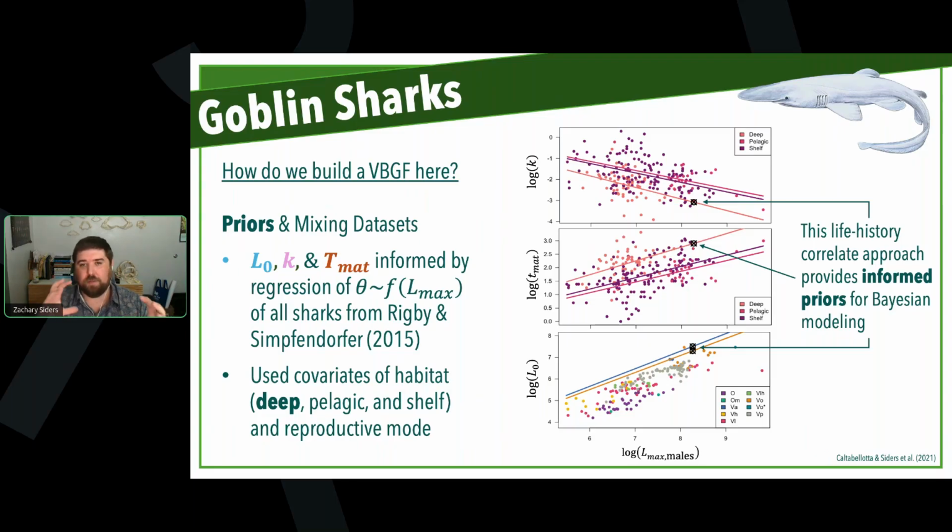This life history correlate approach from Rigby and Simpfendorfer allows us to build informed priors for the Bayesian modeling. Each one of these panels shows the relationship between K, age at maturity, and size at birth against maximum size for males, and the little crosshair is where goblin sharks fall out.